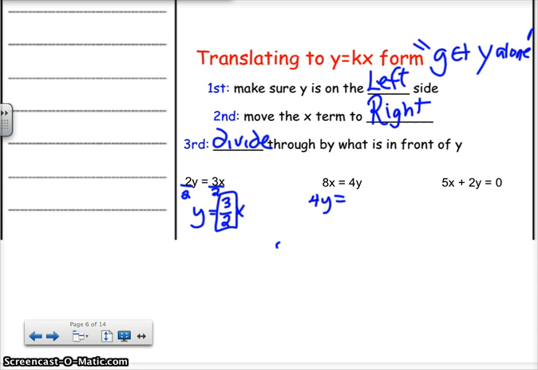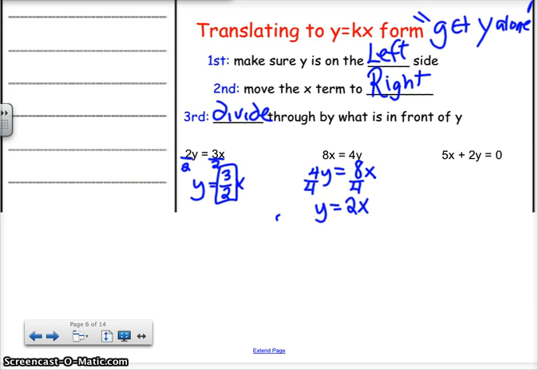Get my y to the left by just flip-flopping. Divide through by what's in front of y, so I'm going to divide by 4. Y equals 2x. My constant of variation is 2, which just means my slope. Get my x to the right-hand side by minusing 5x. 2y equals -5x. Make that 0 disappear. Divide through by what's in front of y. Done.